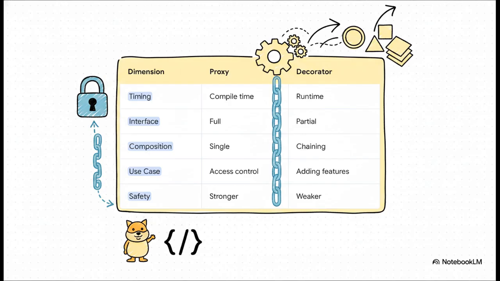A proxy gives you compile time safety. The compiler checks that it implements the entire interface. It's rigid, but safe. A decorator, on the other hand, is all about runtime flexibility. You can build these chains of functionality on the fly, which is incredibly powerful, but it means you lose some of those compile time guarantees.